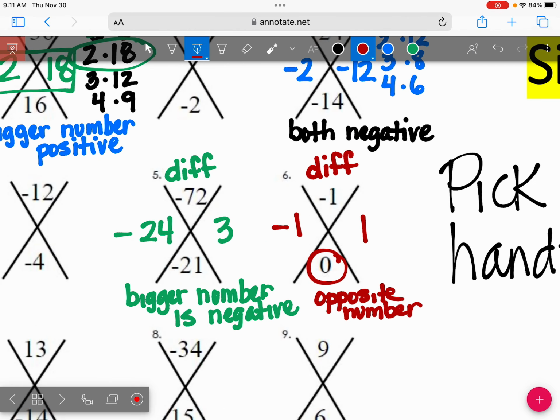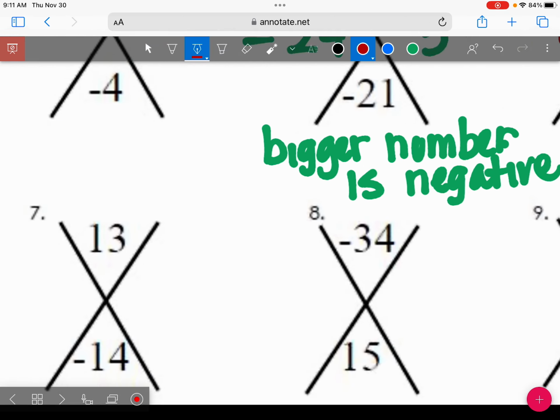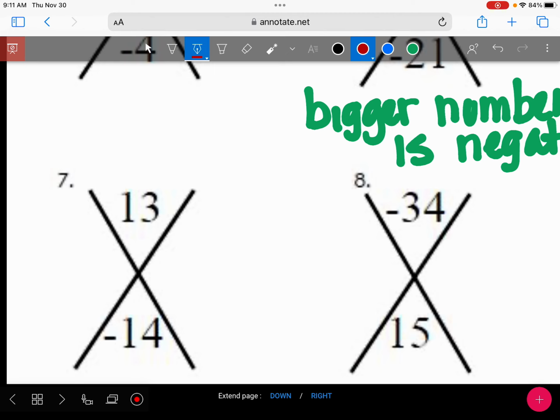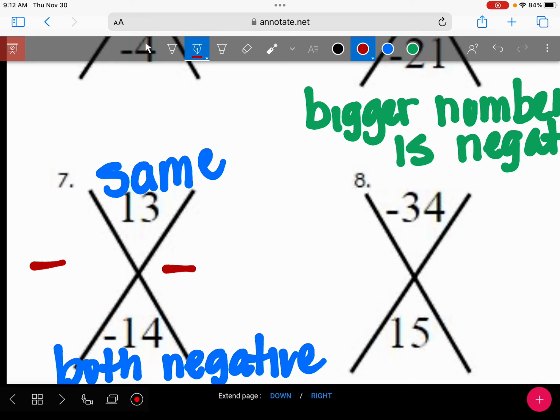All right, let's look at number 7. Your chart is definitely big enough for that. Because this is positive, what does that tell me about my signs? Are they the same or different? Same sign. And because there's a negative at the bottom, I know that they're both negative. So I can automatically put a negative. Both of my numbers are negative. So thumbs up when you know my numbers.